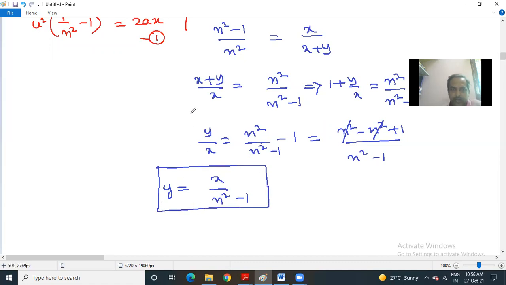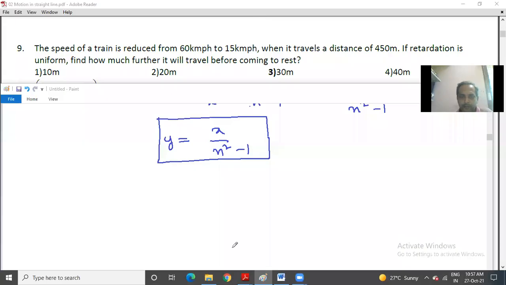Based on this formula, let me explain with a numerical. Here is the question. The speed of a train is reduced from 60 kmph to 15 kmph. It means the speed is reduced to 1/4, since 60 to 15 means the speed of the train is reduced to 1/4. It means you can say that n is equal to 4 as per the question.